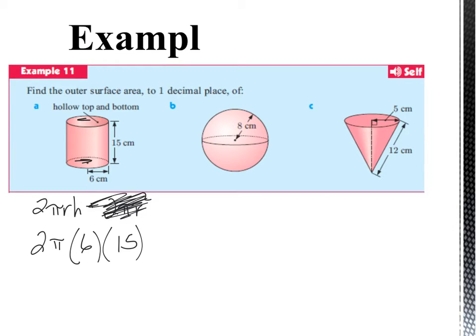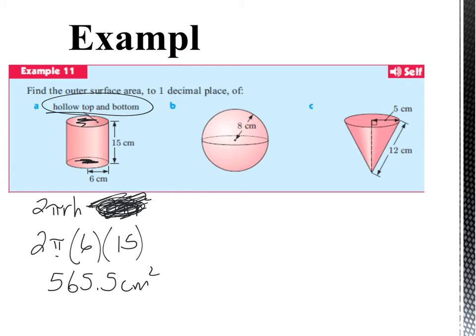And when we plug that into our calculator, we get 565.5 centimeters squared. Use the pi button, not 3.14. And again, we took off the ends, or the area of our 2 circles, because they don't exist, because it tells us it's hollow on the top and the bottom.